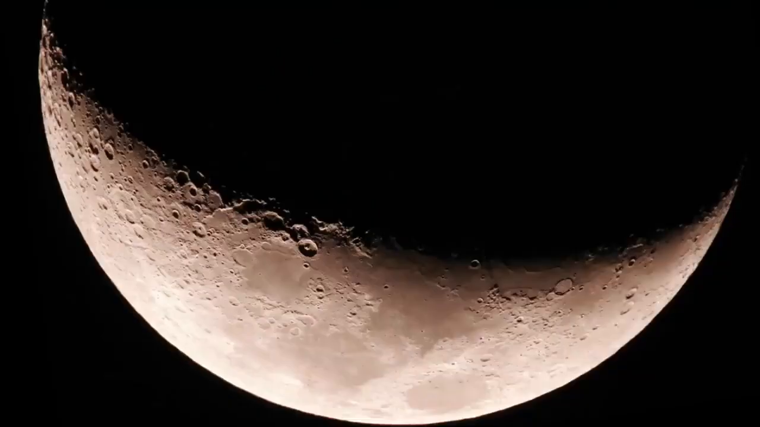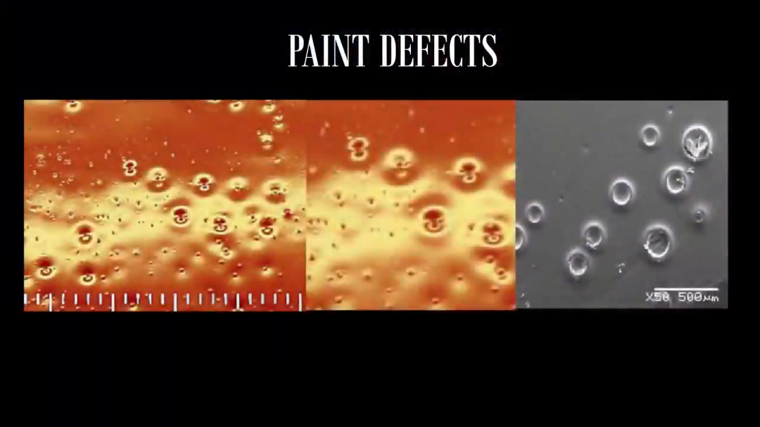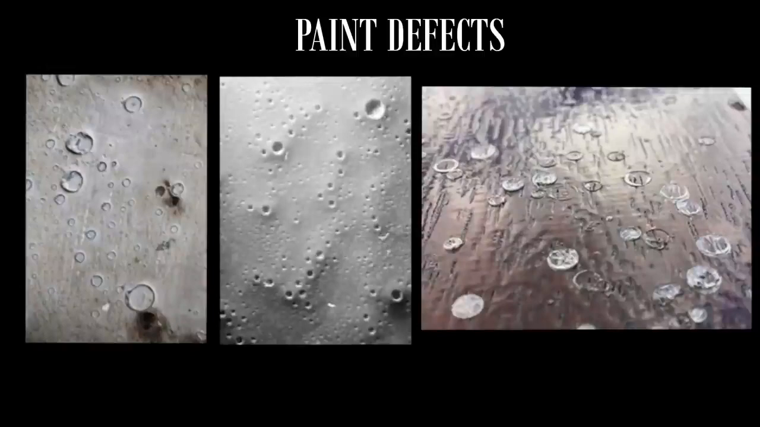The craters seen on the moon are likely from the generation of this plasma. Perhaps it is some kind of plasma emulsion that displays a kind of outgassing or bubbling, much like we see with urethane paint defects.